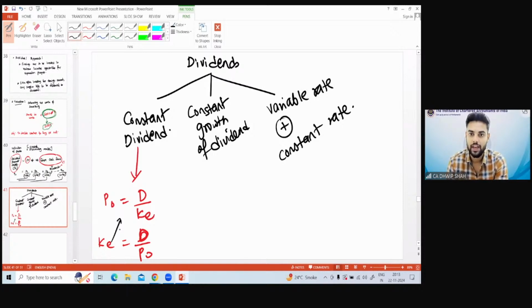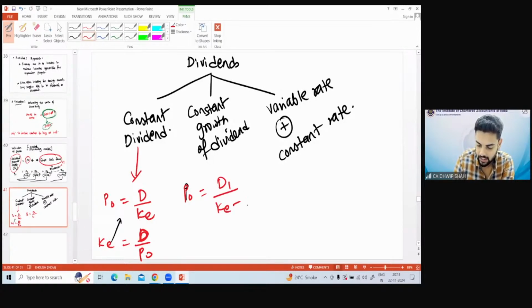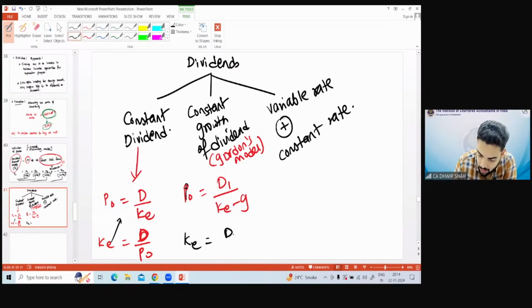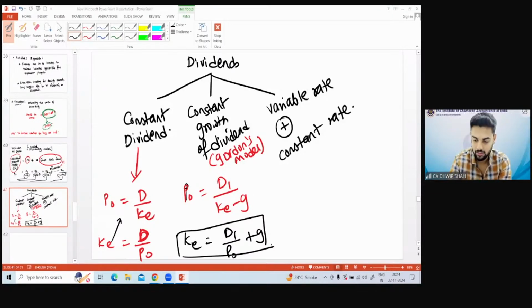Next, when there is a constant growth rate of dividend, the price, the worth of the share today is nothing but P0 is equal to D1 upon KE minus G. This was nothing but Gordon's model. Gordon's model was also known as the constant growth of dividend model. Another formula in cost of capital was KE is equal to D1 upon P0 plus G. Correct? This was Gordon's model to calculate KE. Yes or no? You have already learned this in the cost of capital chapter.